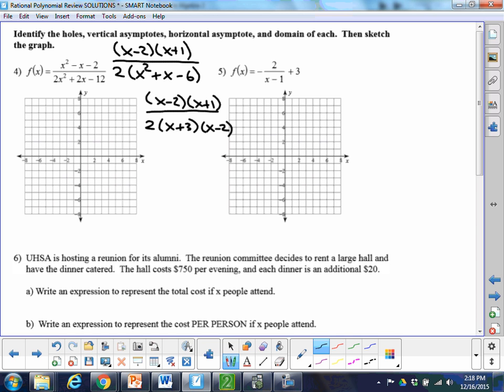Okay, so we do notice that there is a term that's going to get canceled out here, the x minus 2 factor. So this is really x plus 1 over 2 times x plus 3. All right, so that's kind of our simplest form with everything reduced. And that's where you're going to see your vertical asymptote. Okay, the denominator would be 0 if x were -3.